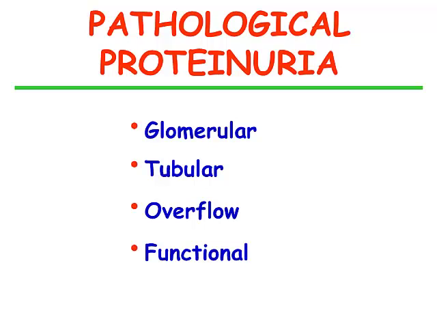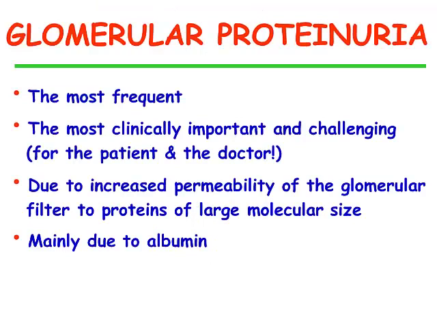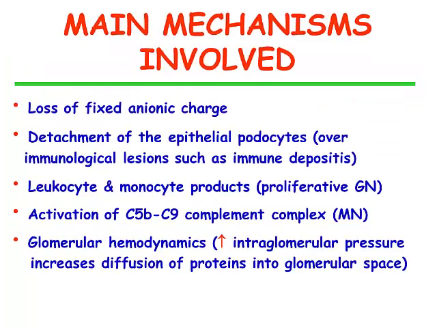As to pathological proteinuria, we know that we have glomerular proteinuria, tubular proteinuria, overflow proteinuria, and functional proteinuria. Glomerular proteinuria is the most frequent and the most clinically relevant and challenging for both the patient and the doctor. It is due to increased permeability of the glomerular filter to proteins of large molecular size. It always contains albumin, but not only that.